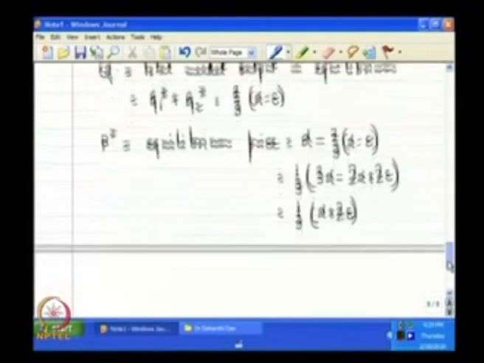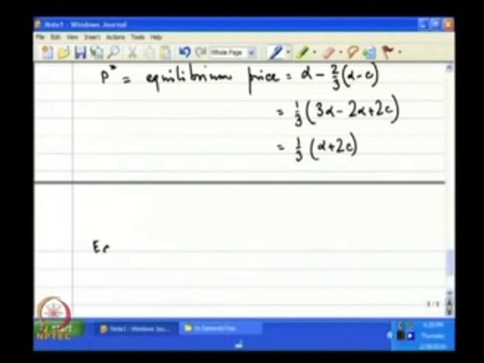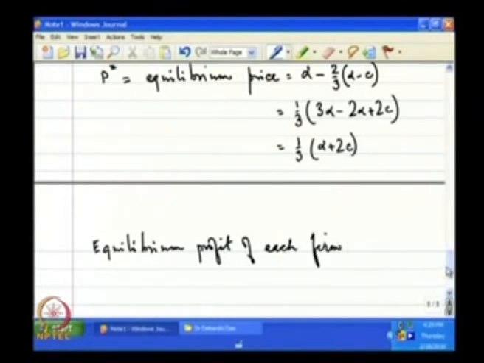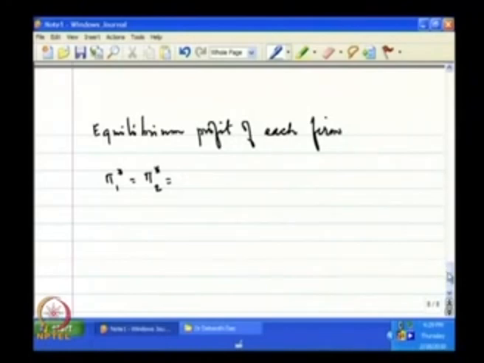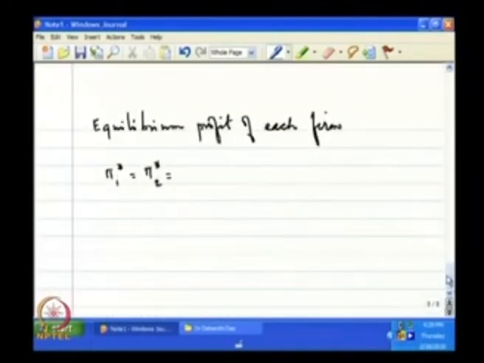And what about the profit? Equilibrium profit. It is given by, suppose Q1 star, so these profits will be the same because they are producing the same level of output. It is given by the price in equilibrium, or we can use the result that we had derived before, the profit function, which is Q1 star multiplied by alpha minus C minus Q2 star minus Q1 star squared. So, this was the profit function that we have derived before.